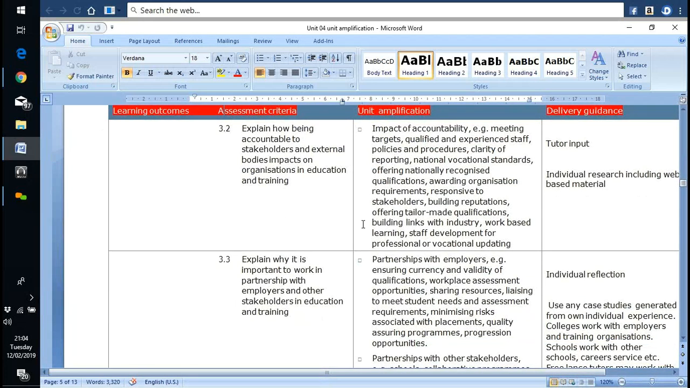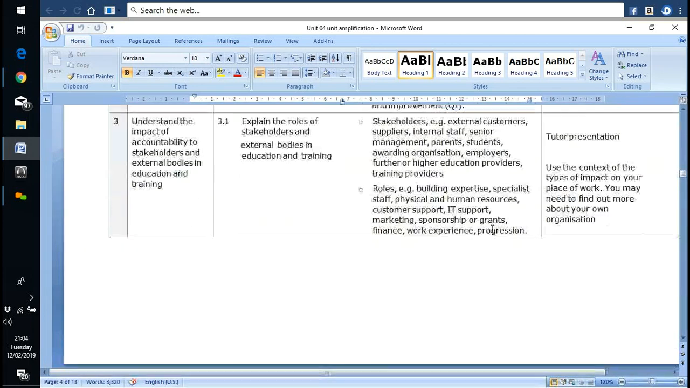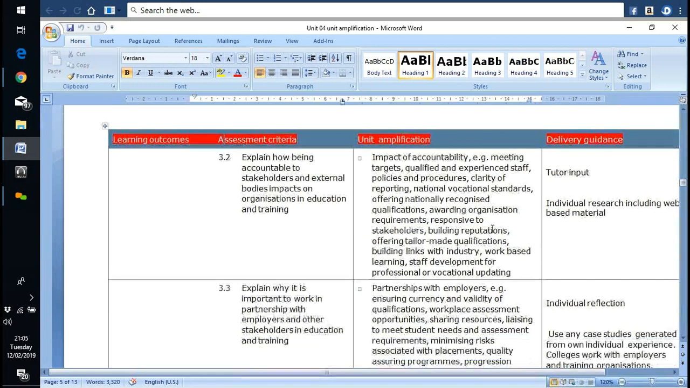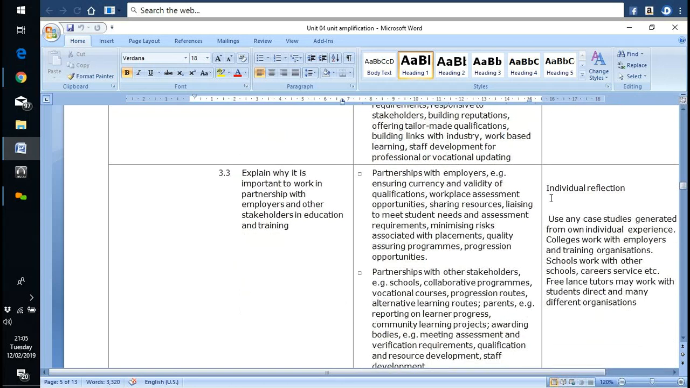3.2. Again, the impact of that accountability. It follows on really from the first bit. It goes like a bit of a waterfall. The information you're providing at 3.1 will then be following on from that. What sort of pressures are being accountable to those or external impacts on the way you actually deliver.